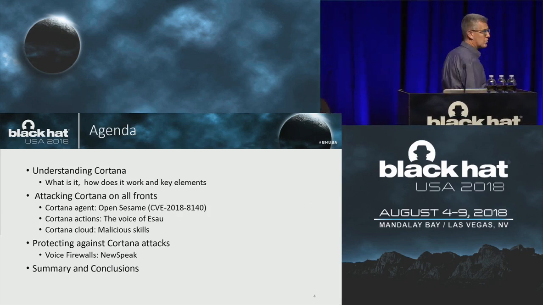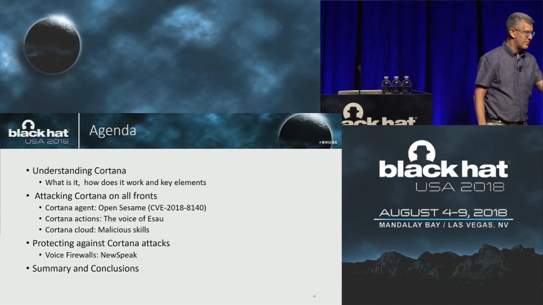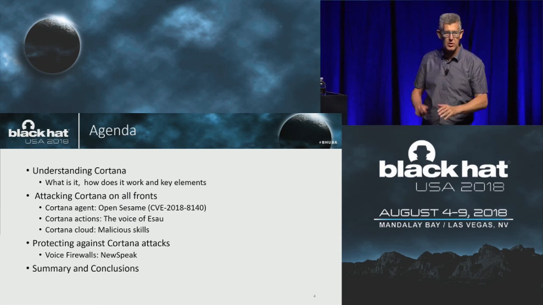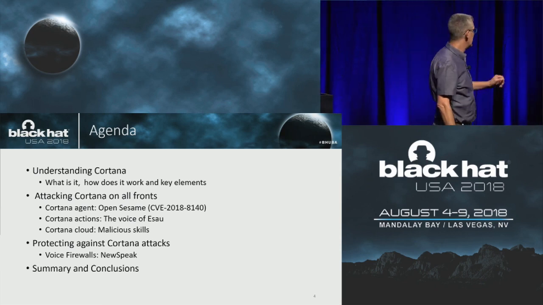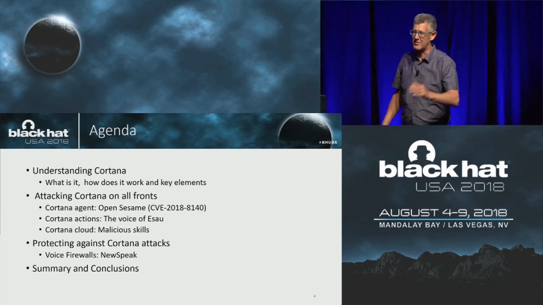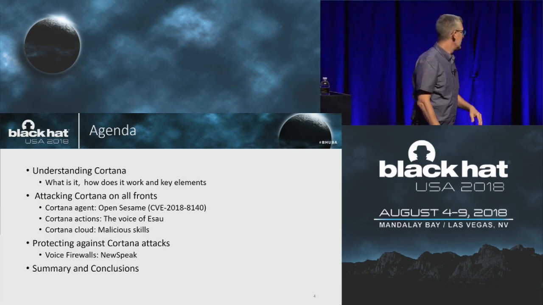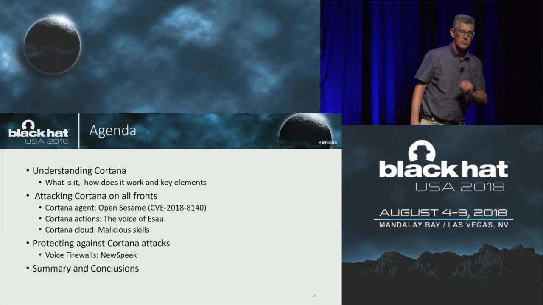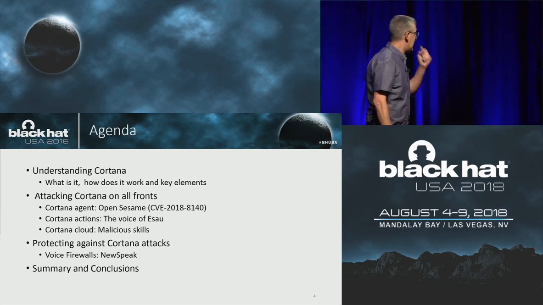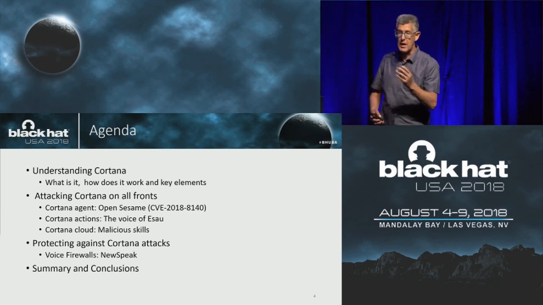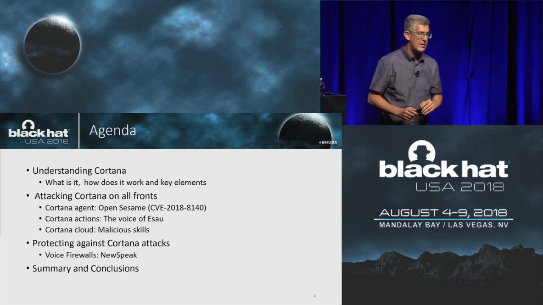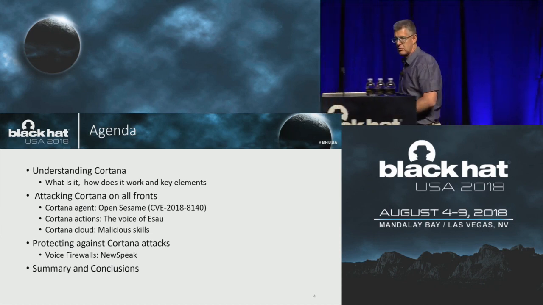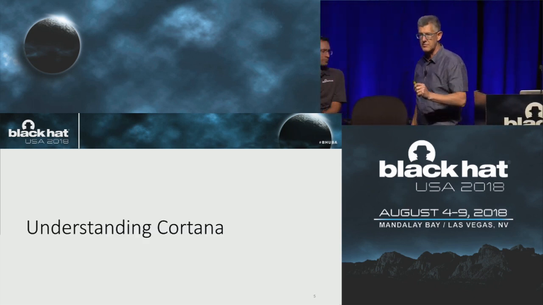What do we have today? We'll start by trying to understand what Cortana is. It's not trivial, and how it's built. And then we'll show you how we set up a project to attack different aspects of that Cortana system. And of course, we'll demonstrate a number of vulnerabilities that we were able to find along the way in the agent itself, malicious voice commands, and of course, malicious extensions, which we'll talk about. We'll talk a little bit about how we can defend against voice-activated attacks and Cortana attacks in general, and conclude with a summary.